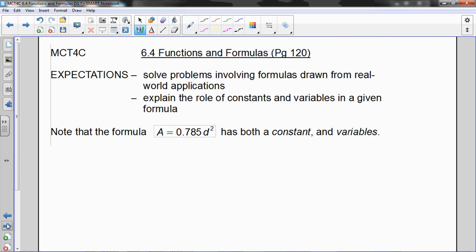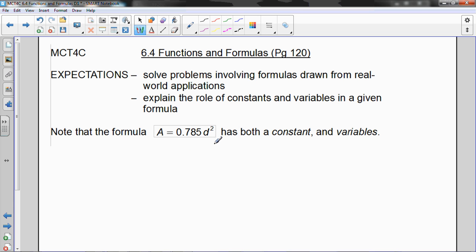All right, on to today's stuff. Essentially, today's stuff, we just learned most of it. Well, or reviewed most of it, because it'll be review of old stuff. But there are a few little things we want to talk about. So solve problems involving formulas drawn from real-world applications. We've been doing that, the 3-minute review, and then we'll do that later. Explain the role of constants and variables in a given formula, and we'll see what we're talking about here.